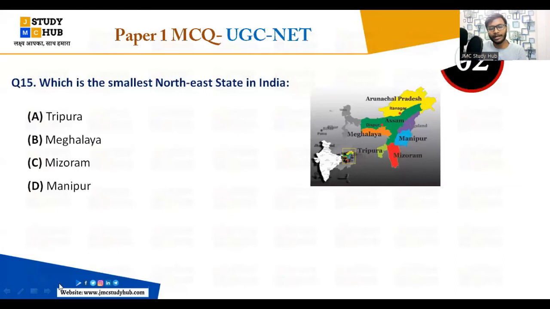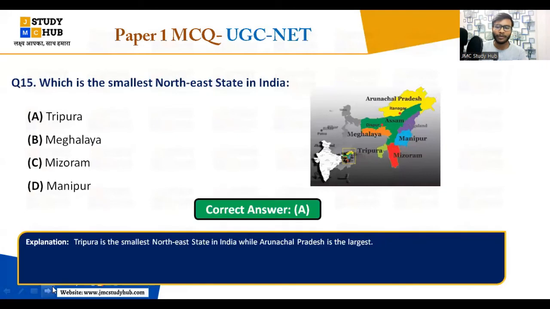Those who have not answered, please answer which is the smallest northeast state in India? That is Tripura. So look on the map. It is clearly here that Tripura is the smallest northeast state in India. Whereas you can see that Arunachal Pradesh, that is AP, is the largest, and Tripura is the smallest.